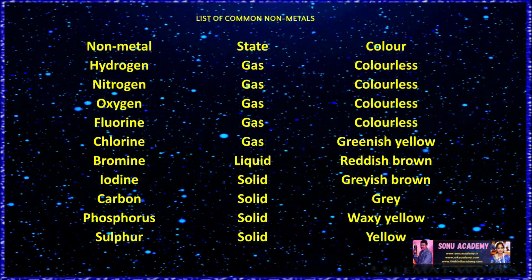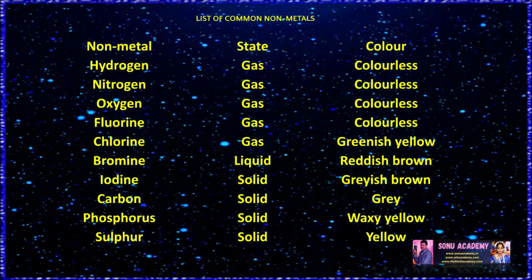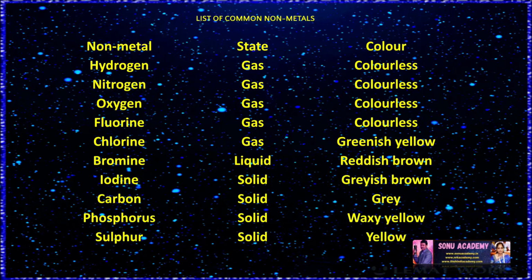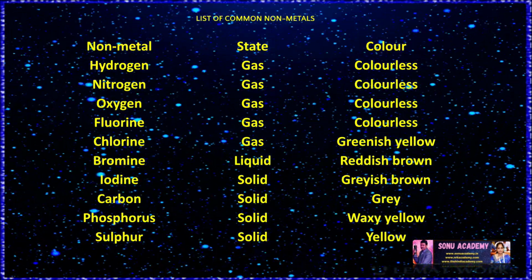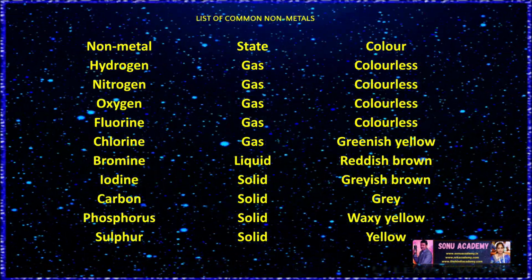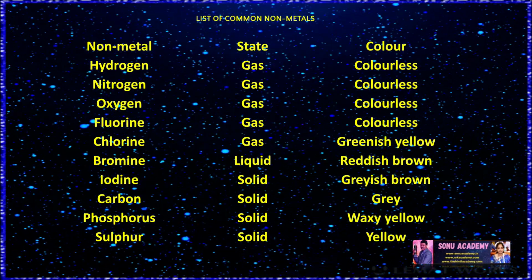Iodine is a solid and it looks grayish brown in color. Carbon is in solid state and it looks gray in color. Phosphorus is in solid state and it looks waxy yellow in color. Sulfur is a solid and it looks yellow in color.